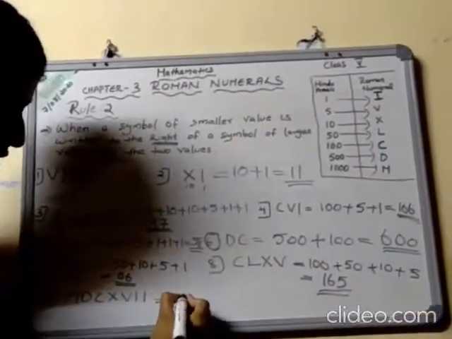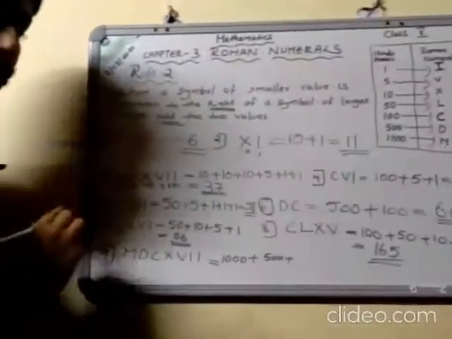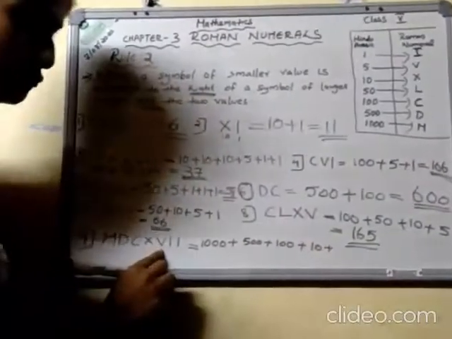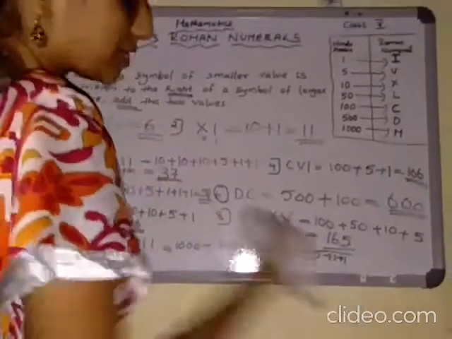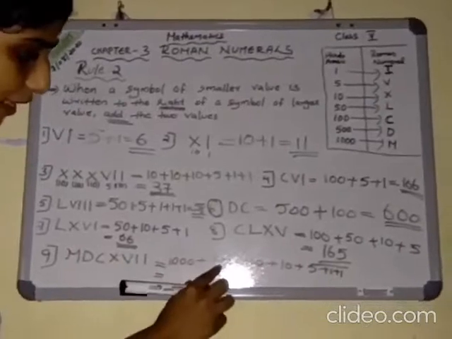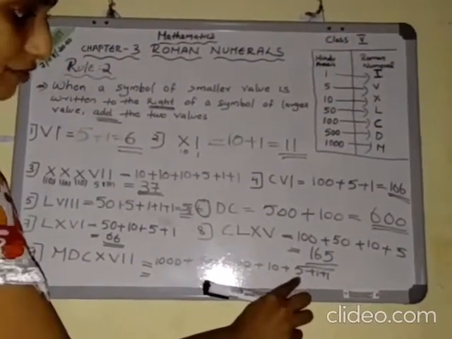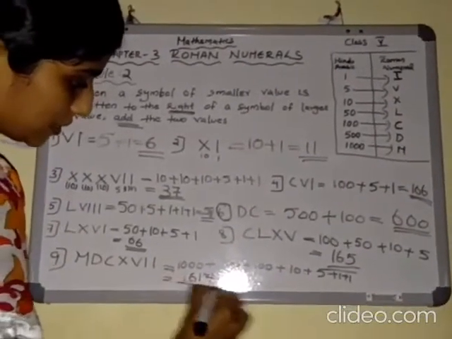So can you tell this one now? See, M represents which Roman numeral? M represents 1000. So 1000 plus D represents which number? 500, plus C represents which number? 100, plus X represents which number? 10, plus V represents 5, plus these two represent 1 plus 1. 1000 plus 500, 1500, 1600, 1610, 1650 plus 10, 1660, 1670. So I hope this rule is very much clear for you.